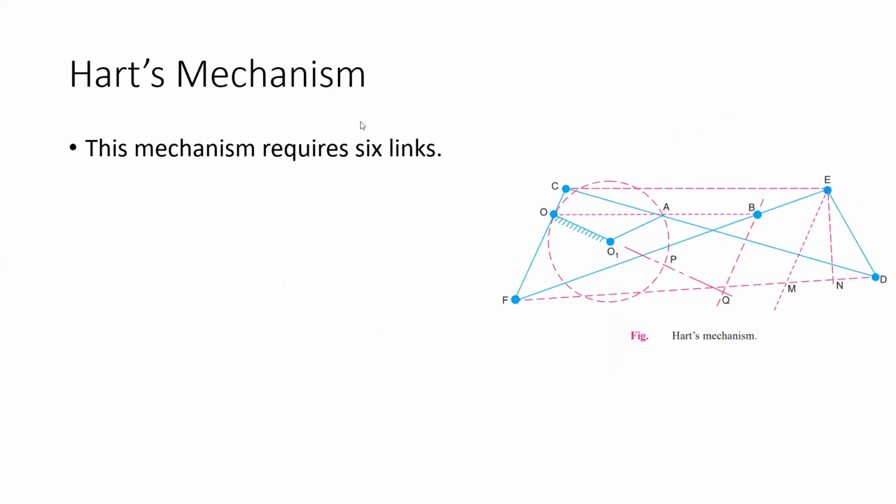So see, this is the Hart's mechanism. This mechanism requires only 6 links as compared to the Peaucellier's mechanism where 8 links are required. So here you can count the number of links. Here O1O is link 1. Then O1A is your second link. Then CF is your third link. CD is your fourth link. Then FE is your fifth link, and ED is your sixth link.